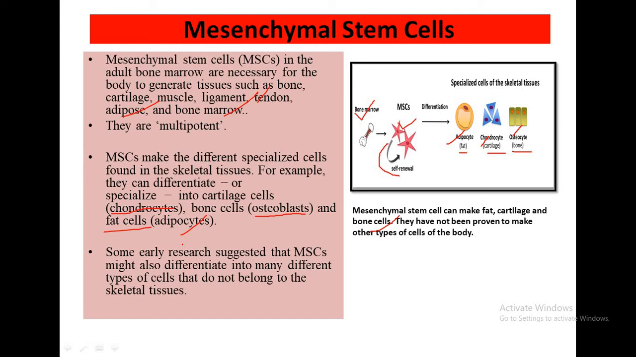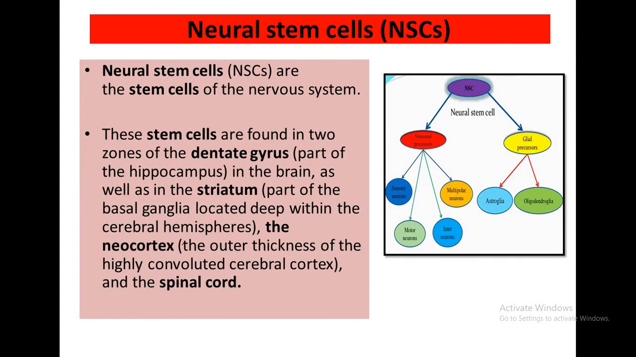particular tissue. Some early research suggests that mesenchymal stem cells might also differentiate into many different types of cells that do not belong to the skeletal tissue, such as nerve cells, heart cells, liver cells, and endothelial cells, which form the inner layer of the blood vessels. Now we will discuss the neural stem cells.